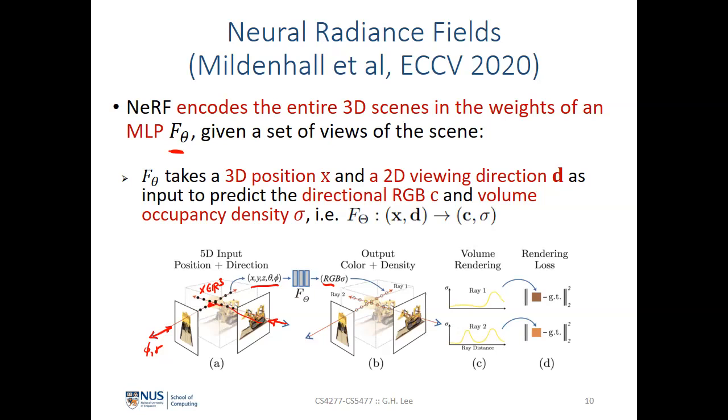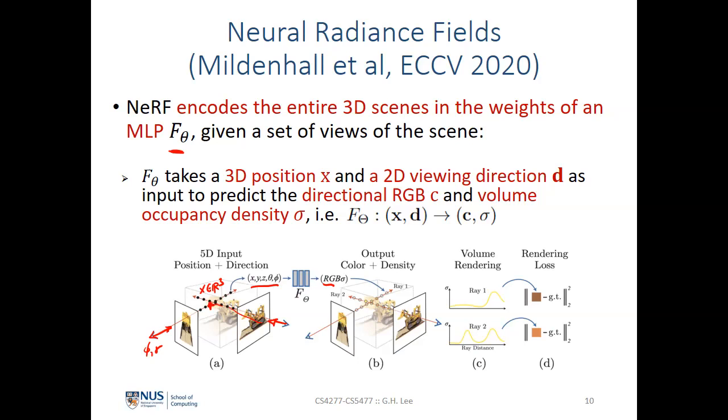Okay, so then the outputs here would be the color and the volume occupancy density. So sigma here simply means that when you look at this point, what is the probability, or what is the rate that light is actually being blocked at this point? Okay, so you can think of it as how occupied this point is.